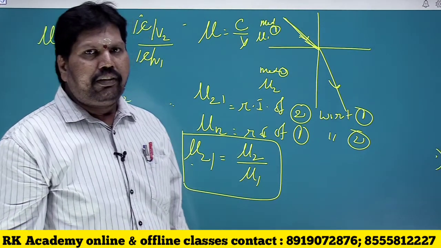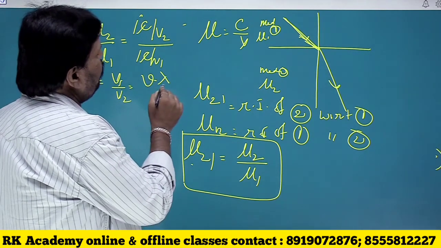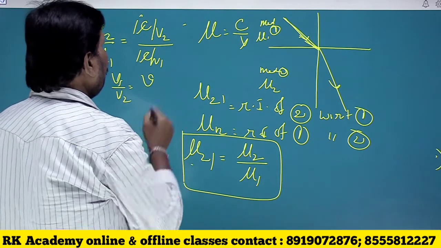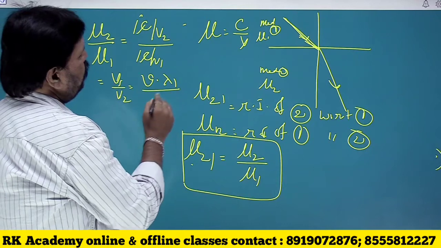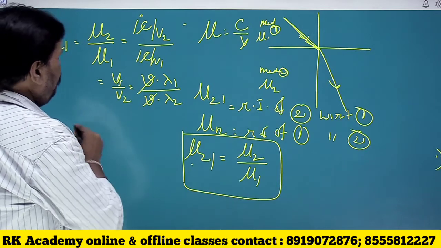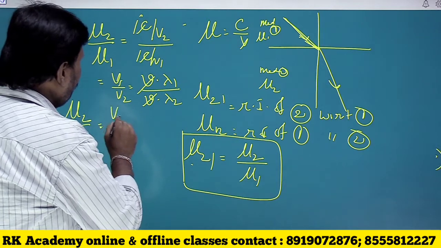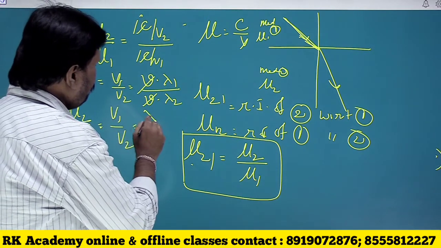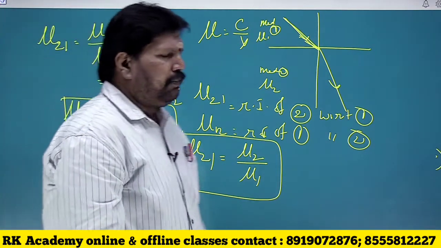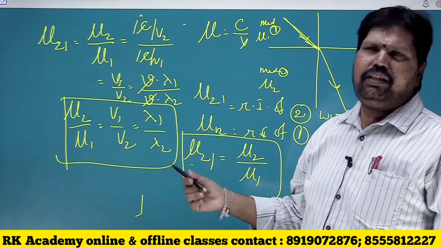As you know, velocity is nothing but the product of frequency and wavelength. So you can write V1 equal to nu into lambda 1, V2 equal to nu into lambda 2. Nu cancels. So the total relation you can go with is that mu 2 by mu 1 is equal to V1 by V2, which is equal to lambda 1 by lambda 2. This is the relation between refractive indices, velocity of light and wavelength.